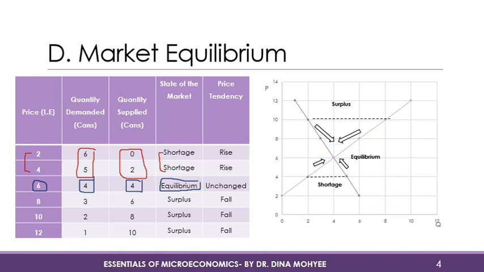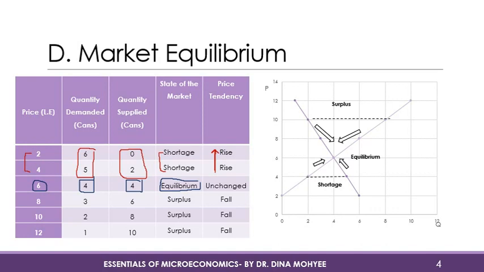A shortage means that the consumers want to buy more quantities than what the producer wants to provide at this price. For example, at the price of 4, the consumers want to buy 5 cans of cola, while the producers are only willing to provide 2 cans of cola at this price. This means that there is a shortage in the market. This shortage creates an upward pressure on the price, so the price tends to rise, until we reach equilibrium again.